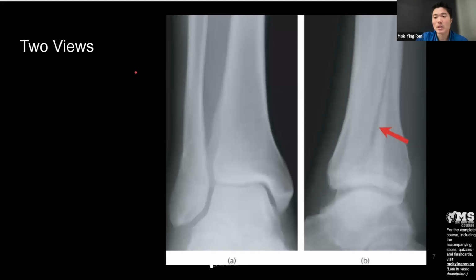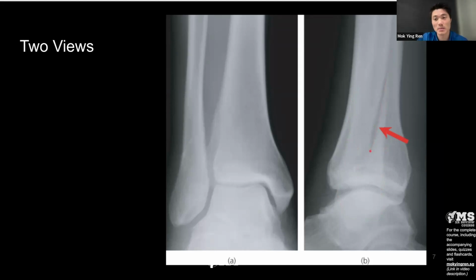You need two views. Now, the X-ray is a two-dimensional imaging. Therefore, you will always need two views, ideally perpendicular to one another, to look for any abnormalities. So here is an X-ray of an ankle, and you can see on the anteroposterior view, you do not see anything abnormal. Okay, but on the lateral view, we see a fracture down the fibula. In fact, on the lateral view, you can outline the fibula right over here, and you can see the fracture is within the fibula.